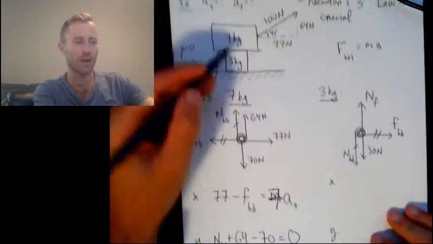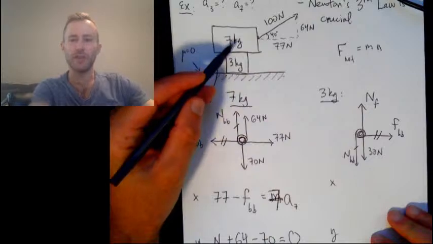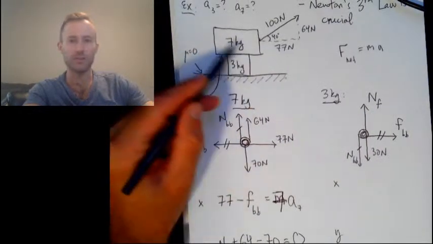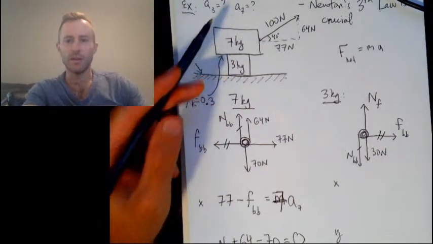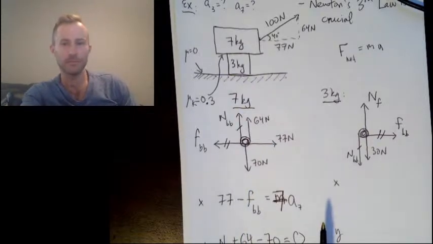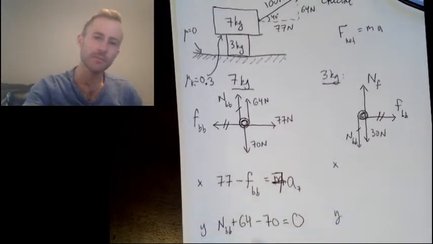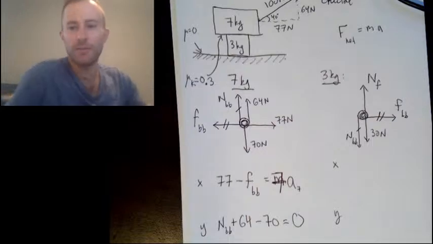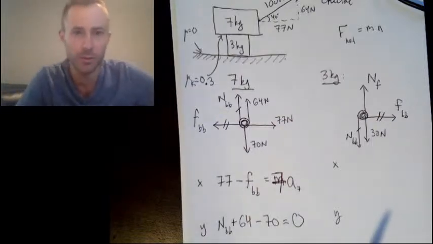Why? Because the block is constrained to move horizontally. It's not moving vertically. BB stands for between the blocks. F is floor, BB is between the blocks.